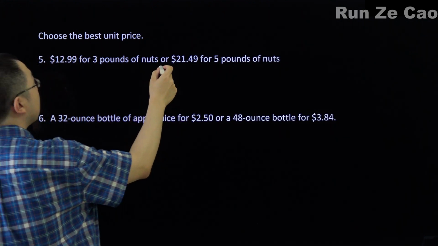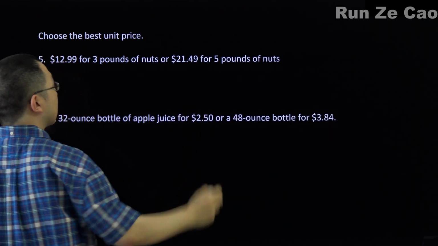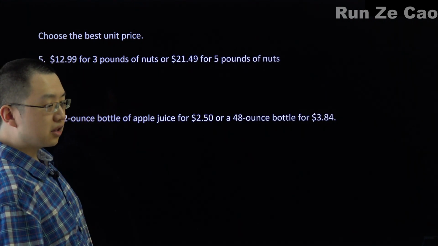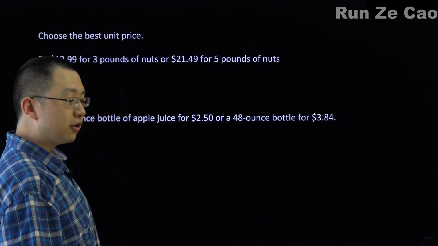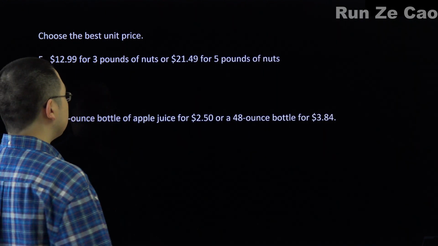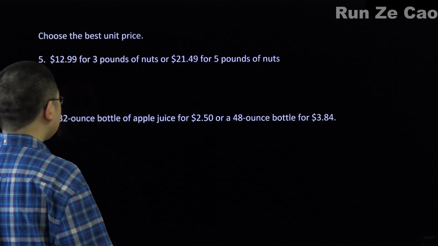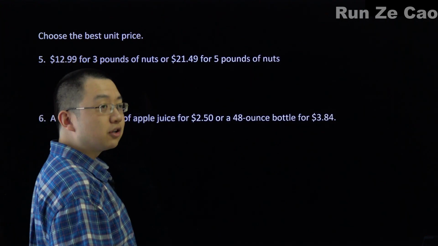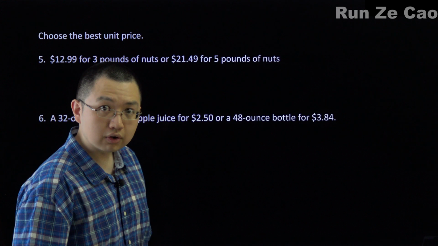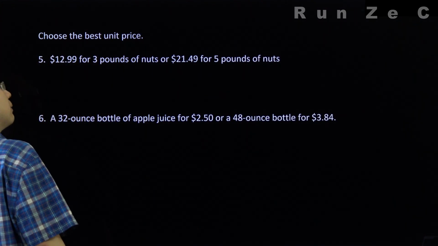So, yeah, this is less dollars per pound. Less dollars per pound is a better unit price. Less money per amount is a better unit price. More amount per dollar, or per whatever currency you use, is also a better price.